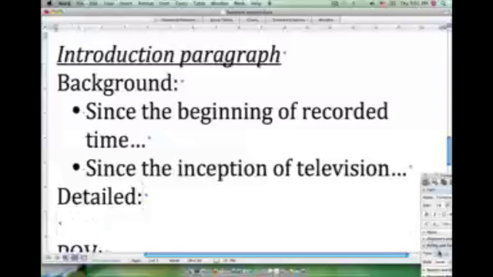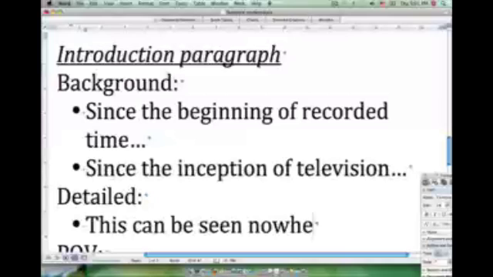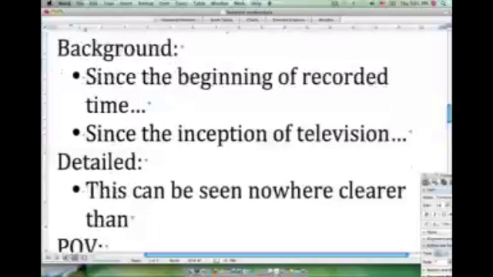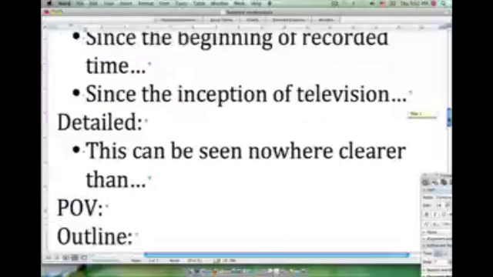Now, to go into detail, we might try a phrase something like, this can be seen nowhere clearer than. So if we were talking about violence, and then we were to pinpoint it on television, we could say something like, this can be seen nowhere clearer than television. Maybe the topic's the rising level of violence in media. This can be seen nowhere clearer than on television, if that was our topic.